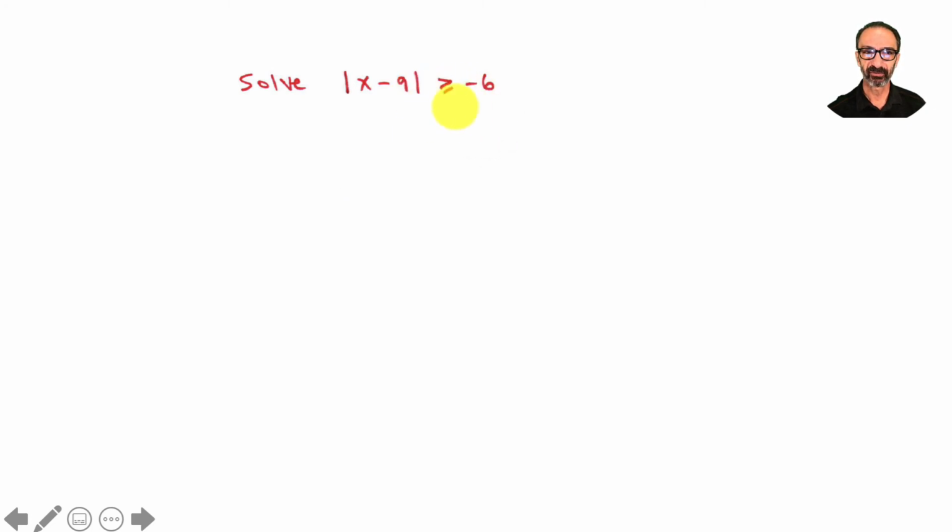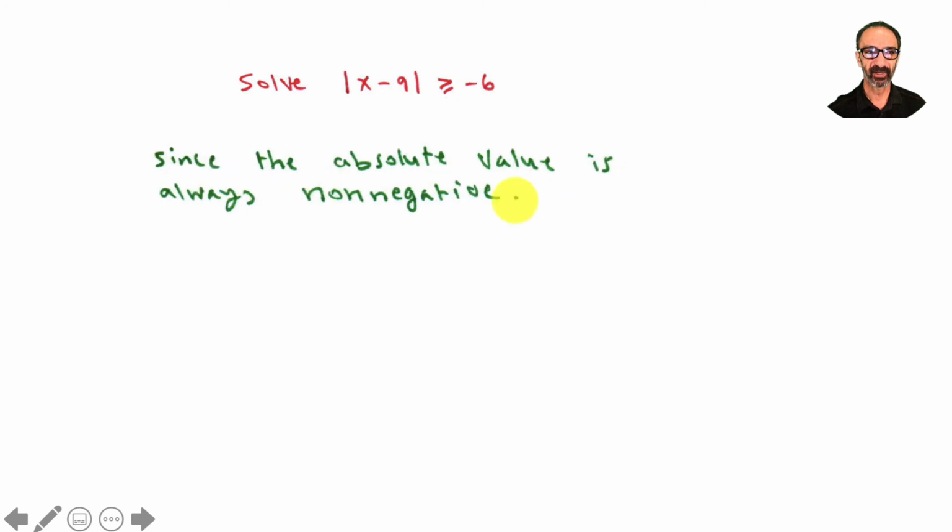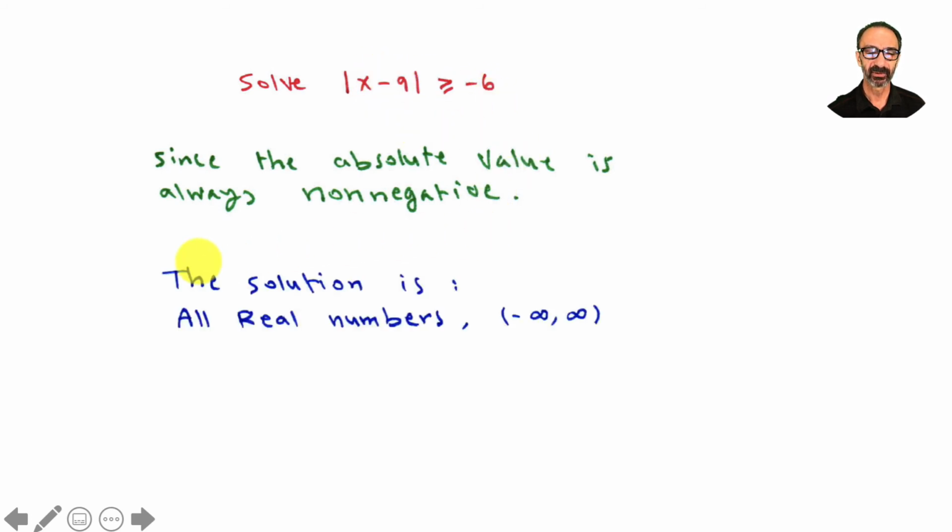Before you start solving, saying greater than or less than, compound, or and, well, absolute value cannot be negative. Since the absolute value is always non-negative, whatever you do here, anything you plug in is going to be positive, which is greater than or equal to negative 6. That means the solution is all real numbers from negative infinity to positive infinity.